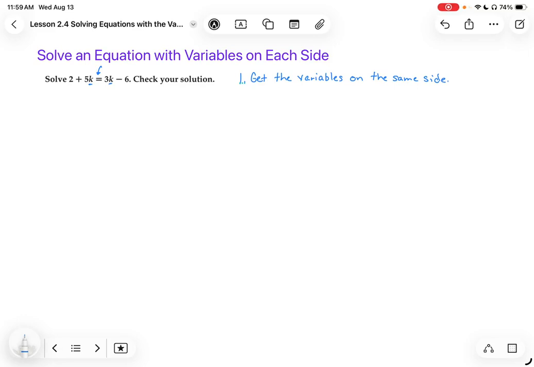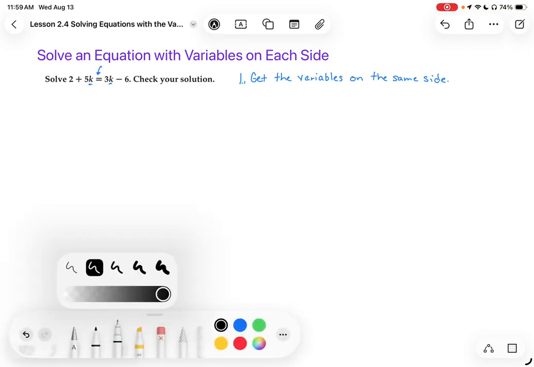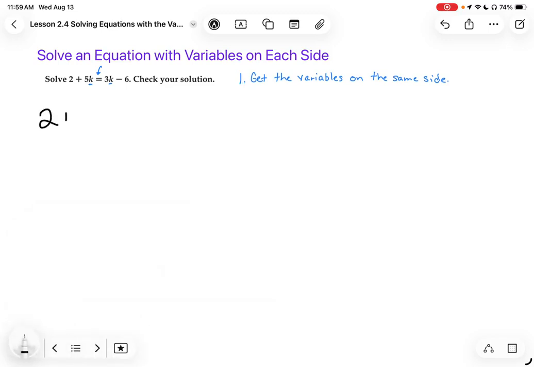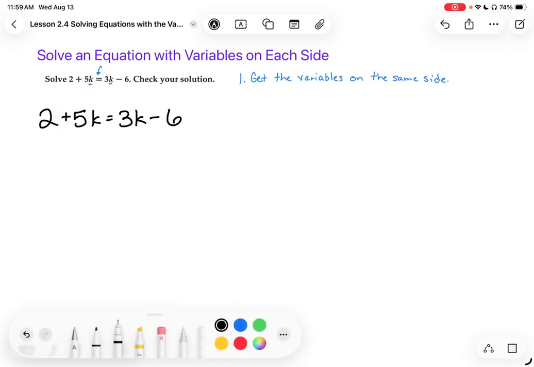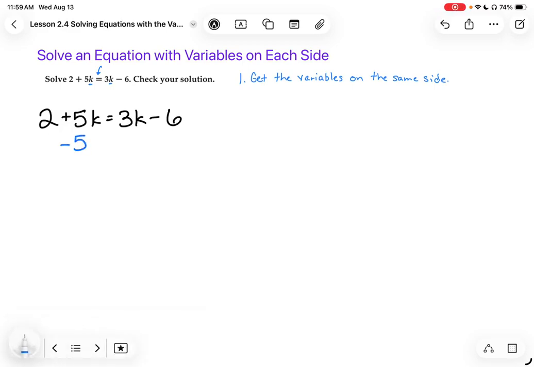There are two ways we can accomplish this with this problem, and I'm going to rewrite this a little bigger. So 2 plus 5k equals 3k minus 6 is our equation, and so we can either move the 5k to the other side by subtracting 5k on both sides. This is the subtraction property of equality. If we subtract 5k on both sides, that will remove those 5k's. We'll have 0k on the left side, and all of our k's will be located here on the right. So that's one way we can do it.